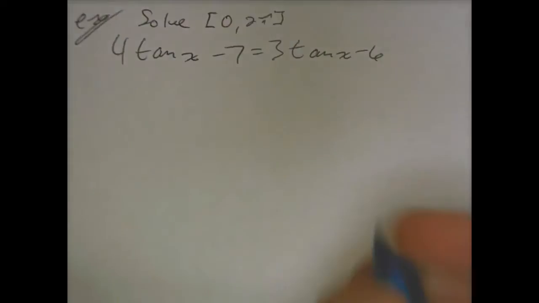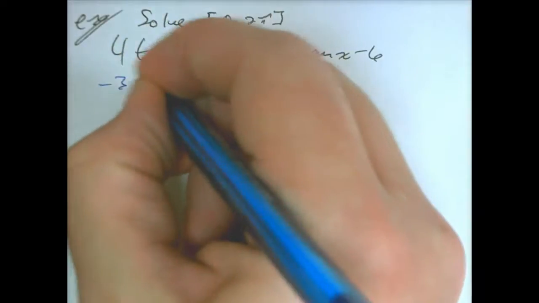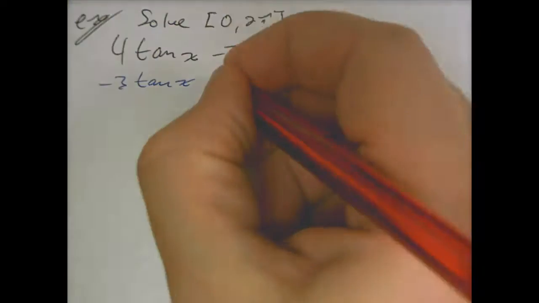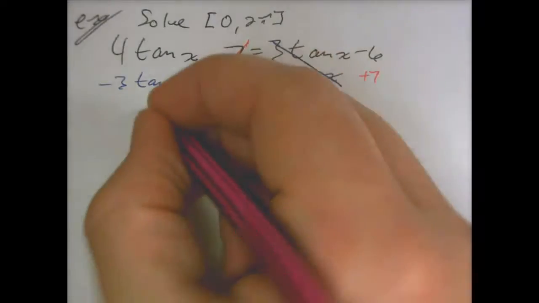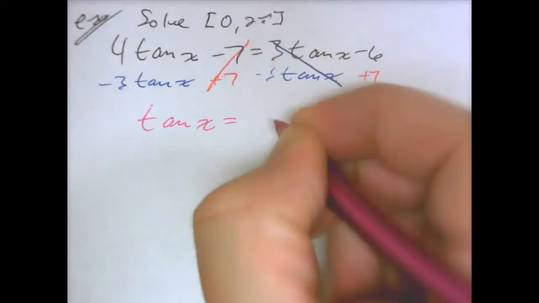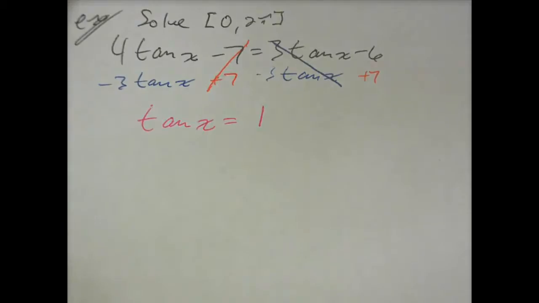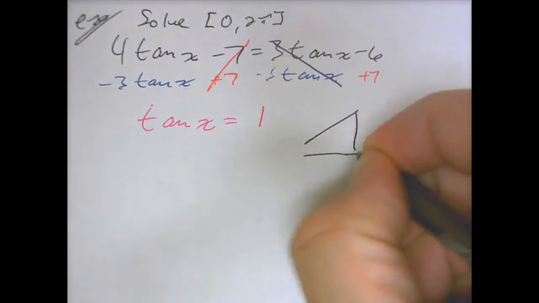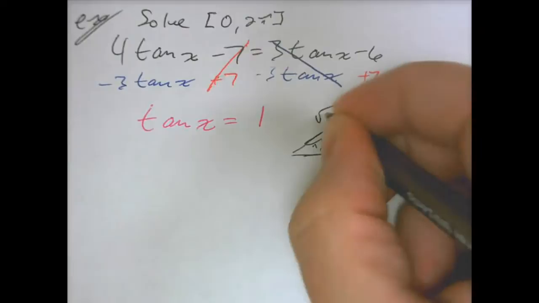So I can subtract 3 tan x on both sides, which makes 0 on that side. You can add the 7 to both sides. Yay, we're doing math! So then I just have tangent of x equals 1. Well, now you just have to give me the angles where tangent x is equal to 1. Don't forget about triangles. The 1, 1, square root 2 triangle.